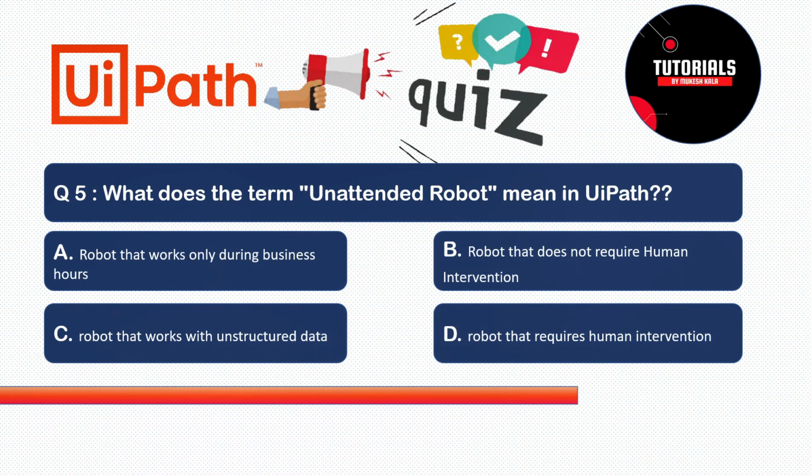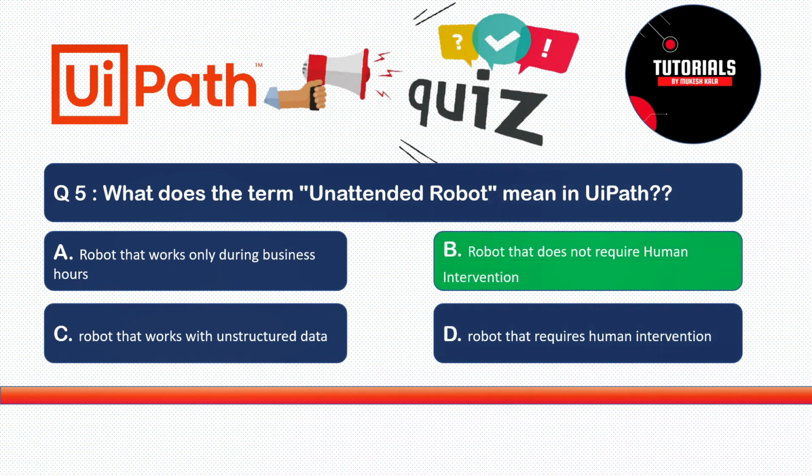I hope you got the answer, and the correct answer is robot that does not require human intervention, because if a robot requires human intervention, that is an attended robot. Robot that works only in business hours, it can be attended, it can be unattended, right? Robots can work 24/7. And robots have the capability to work with both structured as well as unstructured data, right? So both attended and unattended robots can work with any kind of data. So the correct answer for this question would be that it does not require human intervention.